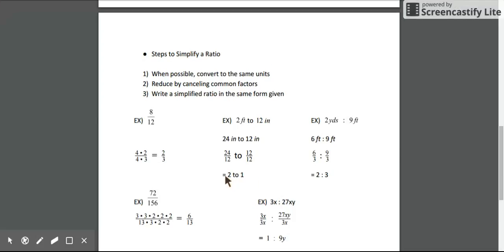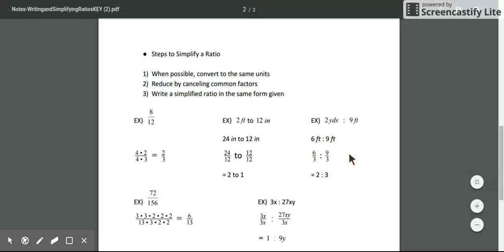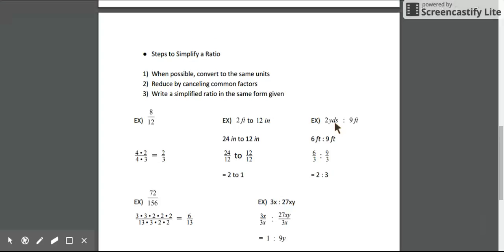Since we have the same units, we don't have to include them in our final answer. All right, one more time. Let's do another one similarly, except this time it's in colon form. So we're going to make sure that we rewrite our final answer also in colon form.